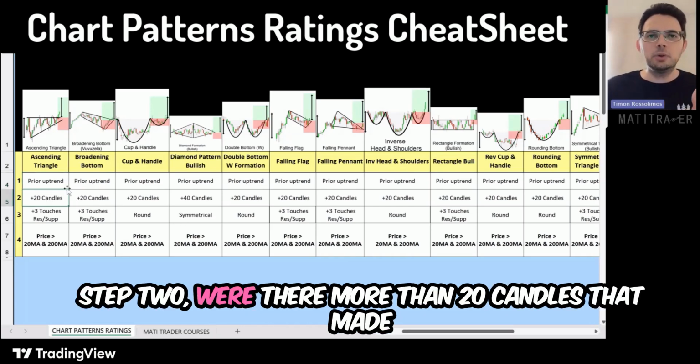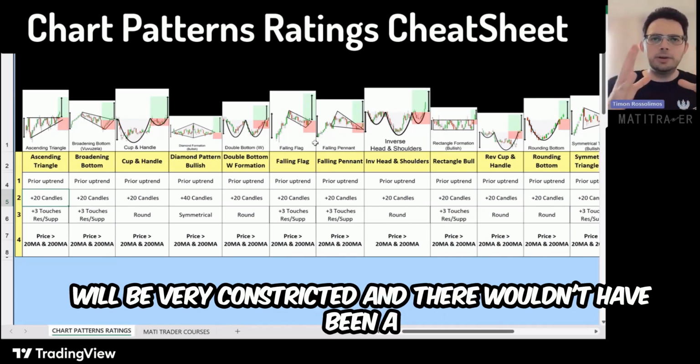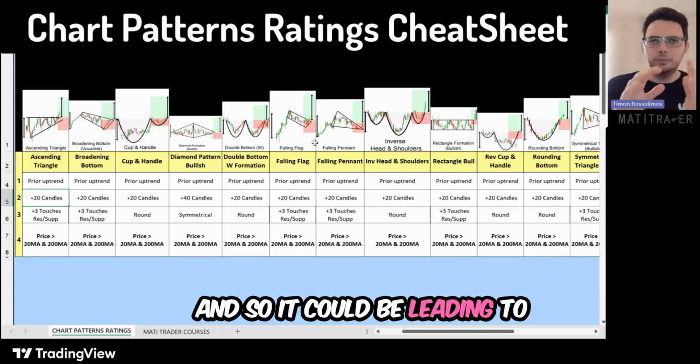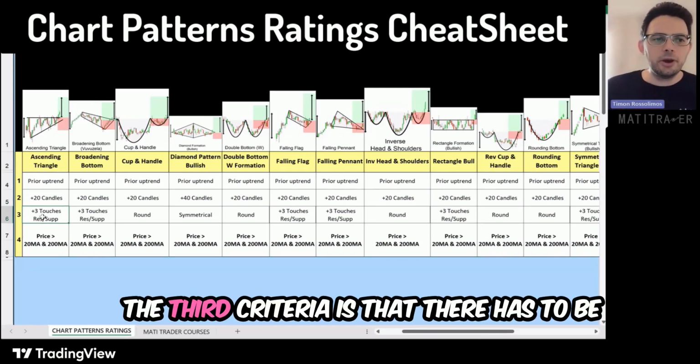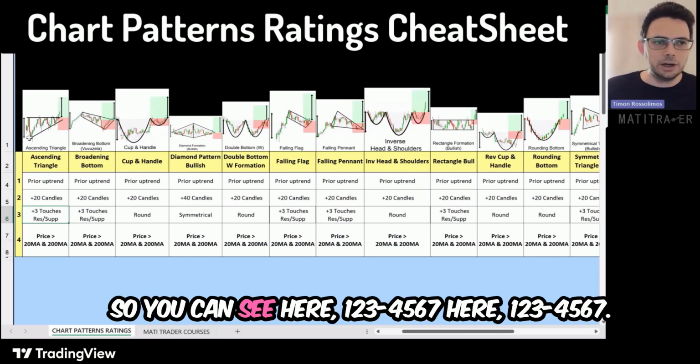Step 2, were there more than 20 candles that made the formation? Any less than 20 candles and the formation will be very constricted, and there wouldn't have been a big fight between the bulls and the bears, and so it could be leading to more of a consolidation and sideways motion. The third criteria is that there has to be 3 touches on the resistance and the support. So you can see here 1, 2, 3, 4, 5, 6, 7. Here 1, 2, 3, 4, 5, 6, 7.